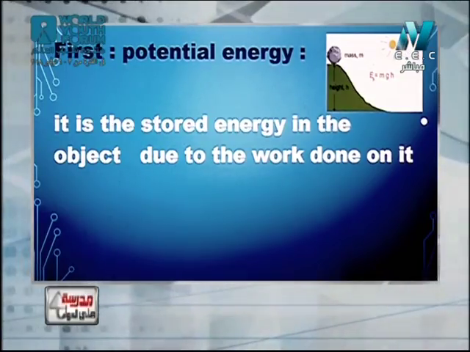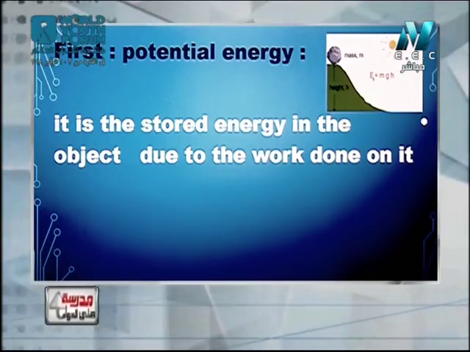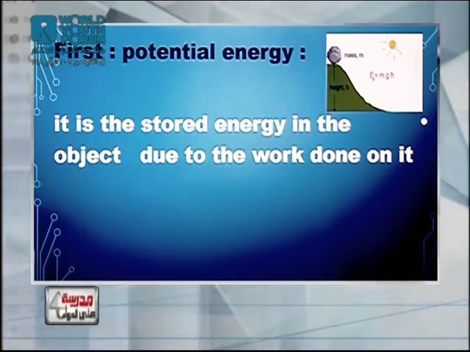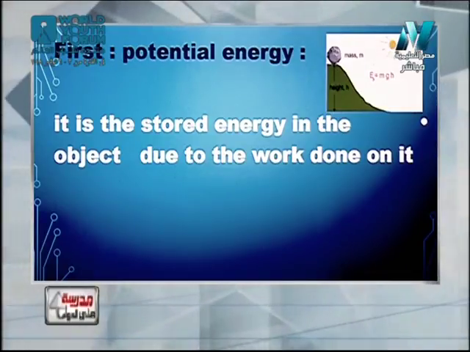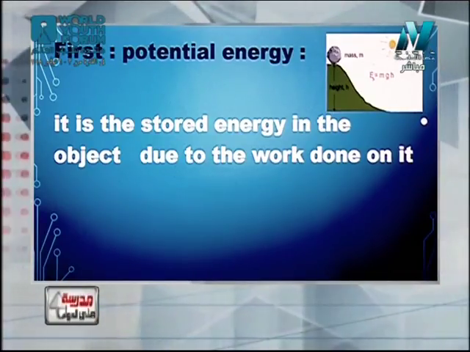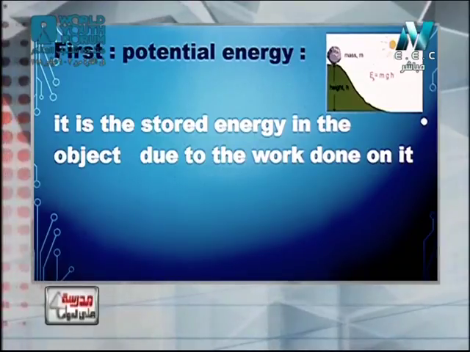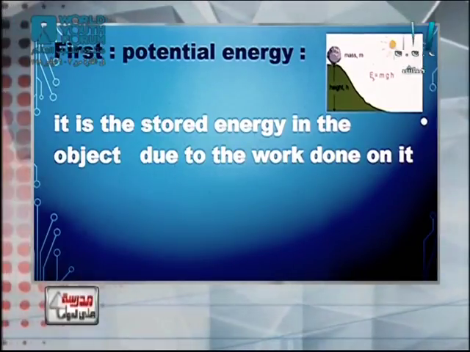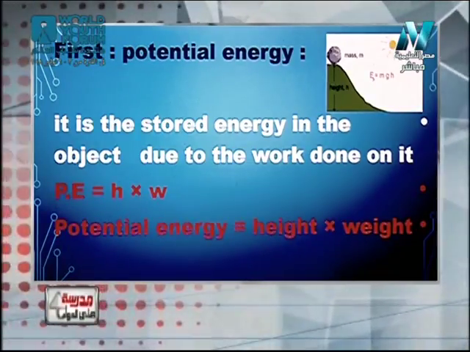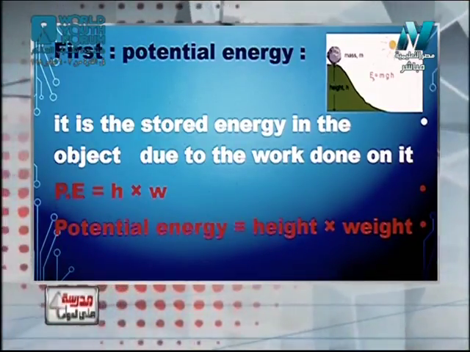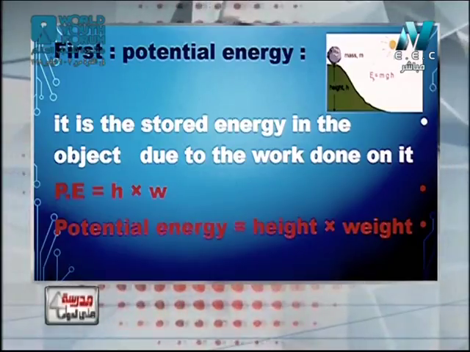We have two types of stored energies, my dear student. Number 1 is potential energy. It is stored. I can't see it, I can't feel it, I can't smell it, it's just stored energy. And chemical energy, that is stored in fuel, in battery, and in food. But potential energy is affected by height and weight.